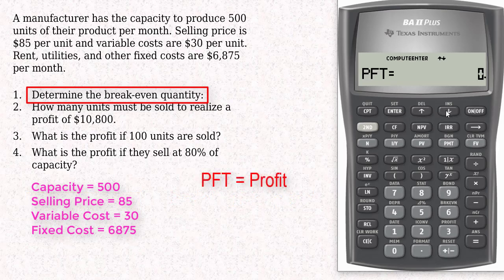Profit here should be 0 because we want to break even. Scroll down, and Q is the number of units or quantity to produce, which we normally represent as X. So press compute, and it shows that we need 125 units to break even.